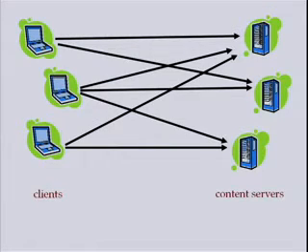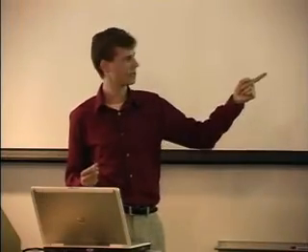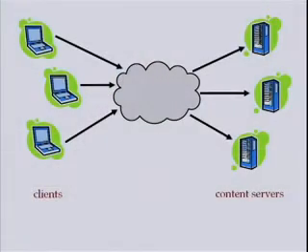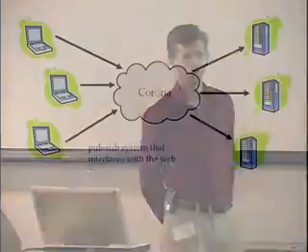So we decided to build a publish-subscribe system for the web that can efficiently get content from content servers to the clients who are interested in it. We call this system Corona, and it decouples the clients from the content servers, allowing the clients to communicate with this cloud in the middle by sending in subscriptions, and the cloud will then pull the content servers in an efficient manner. So as I said, this is a publish-subscribe system.